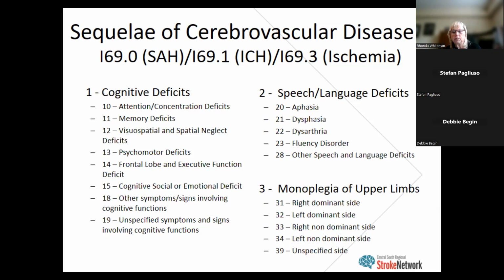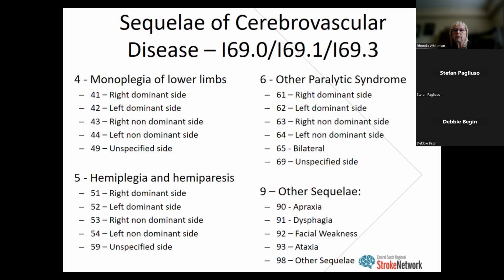deficits, looking at their speech language deficits, and what those would quantify, the one-sided weakness of their upper limb, if they have one-sided weakness of their lower limb, or it's not identified, if they have hemiplegia of the dominant side, what does that look like? Other paralytic syndromes, what does that look like? And then looking at some of those other sequelae of stroke, so apraxia, dysphagia, facial weakness, ataxia, and others. And again, you have this as the reference.